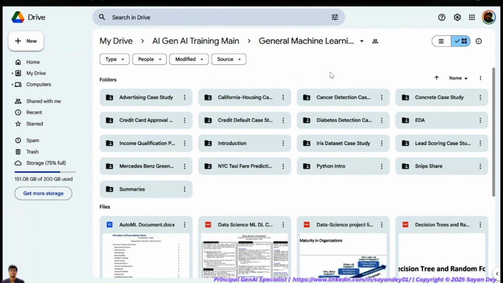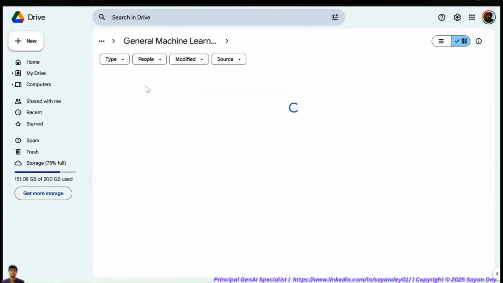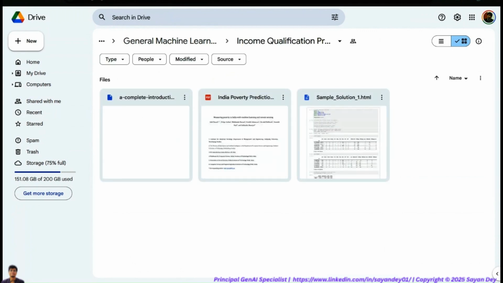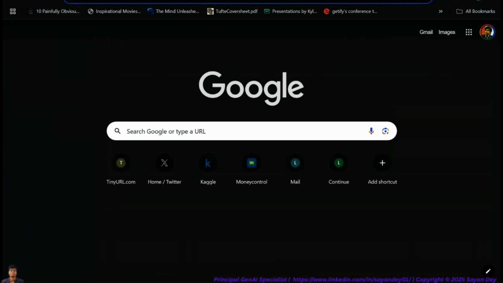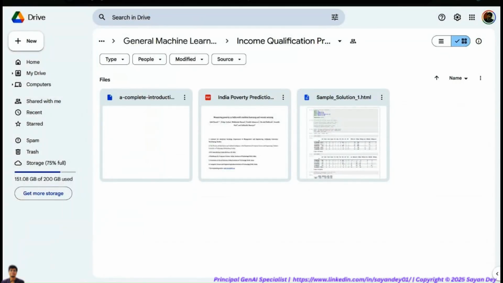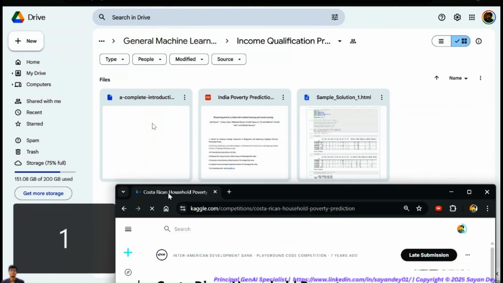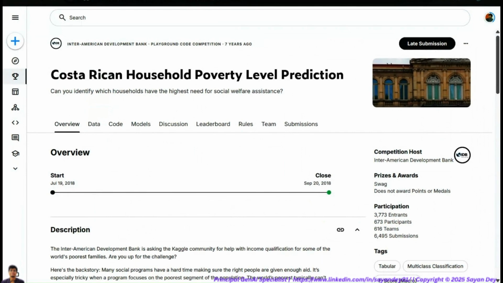There are three very, very interesting and very, very real world case studies I will take up, starting with a very interesting case study on income classification. Okay, income classification. So let me share this Kaggle case study with all of you. This was a very real world use case that was taken up by the Costa Rican bank. And what they tried to do is apply machine learning in the social welfare space.